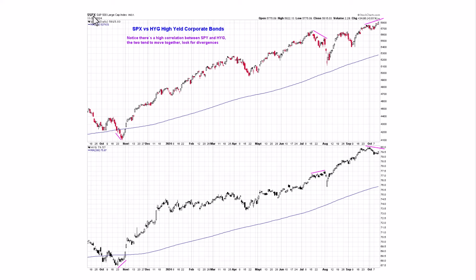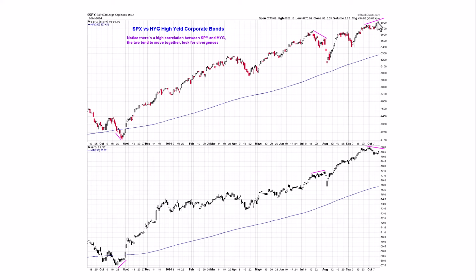And finally, chart 36, here's the S&P 500 versus high-yield corporate bonds. The two tend to be highly correlated. You can see they move together. What you want to pay attention to is when you get divergences, like you have back here, or you had back here in October of last year. Higher high on high-yield corporate, lower high in the S&P. That marked that bottom. You marked a little top there in July with that divergence.